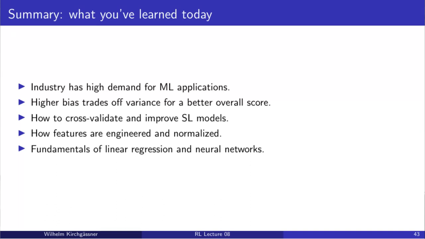Okay, now to sum up, you have learned that machine learning skills are in high demand for the industry. There is a trade-off between bias and variance depending on how many parameters you use in your model. Cross-validation is important to assess how well your model generalizes to unseen data, which is the most important metric for all cases. You have seen how we can engineer new features, what role they play, and how to normalize them. And the fundamentals of linear regression and neural networks are hopefully in your minds now.